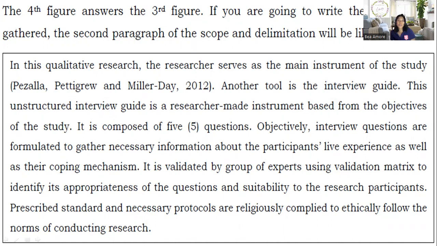Objectively, interview questions are formulated to gather necessary information about the participants' lived experience as well as their coping mechanism. It is validated by a group of experts using a validation matrix to identify the appropriateness of the questions and suitability to the research participants. Prescribed standard and necessary protocols are religiously complied with to ethically follow the norms of conducting research.